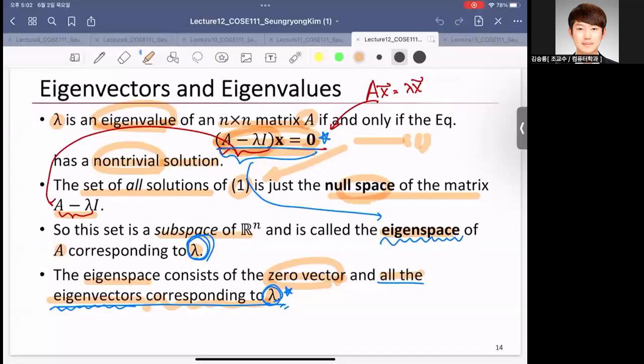Based on this definition, you're going to have this homogeneous system (A minus lambda I) times x is equal to 0. So we have to find lambda and x that give a non-trivial solution. The solution is going to be the null space of A minus lambda I. This set is called the eigenspace of A corresponding to lambda. The eigenspace consists of the zero vector and all the eigenvectors corresponding to lambda, because this is a subspace.